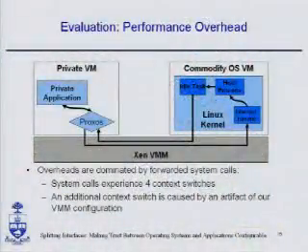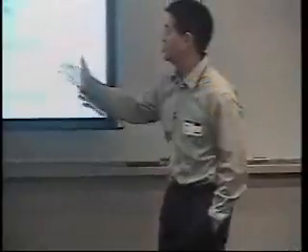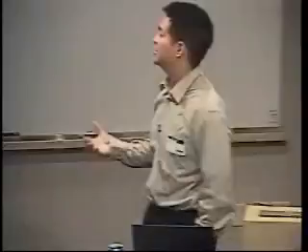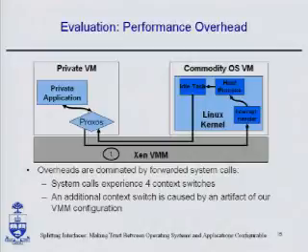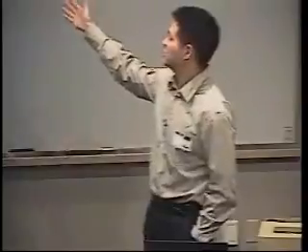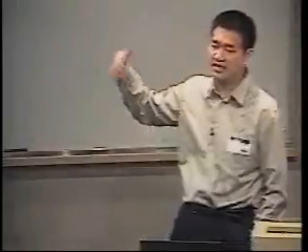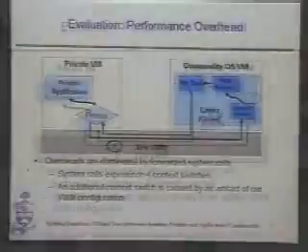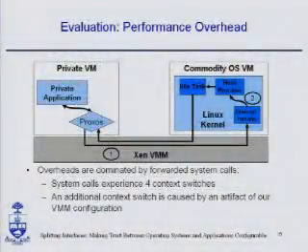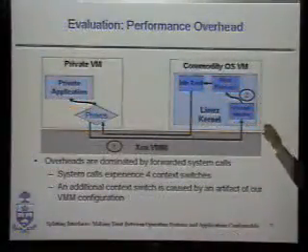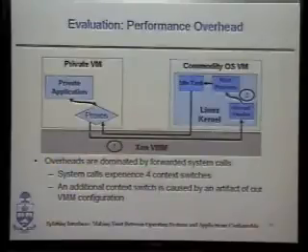Now, the performance overhead, as you might guess, comes from the cost of forwarding those system calls to the commodity OS. And the cost is basically dominated by context switches that occur as a result of that forwarding. So let's count up the context switches. One definitely has to occur, because once the private VM forwards the interrupt to the other side, the underlying virtual machine monitor has to schedule out the private VM and schedule the commodity OS. So there's one there. Now, to handle the system call, the host process has to be scheduled.